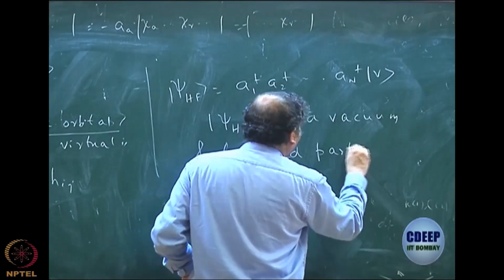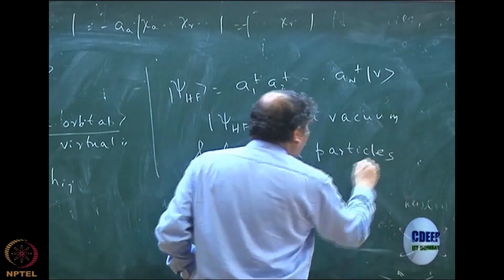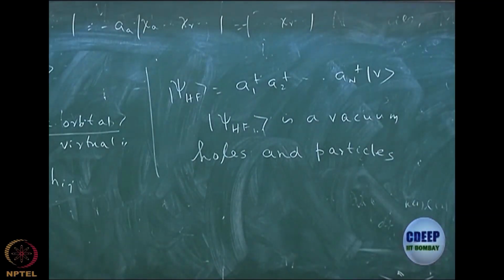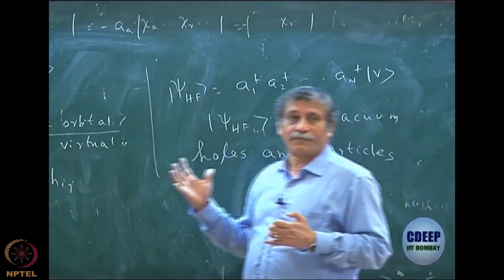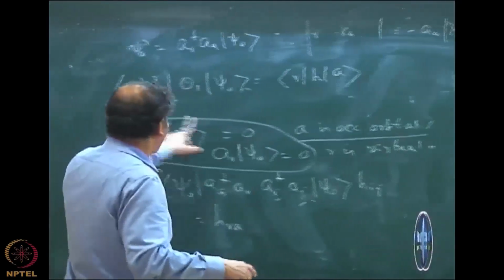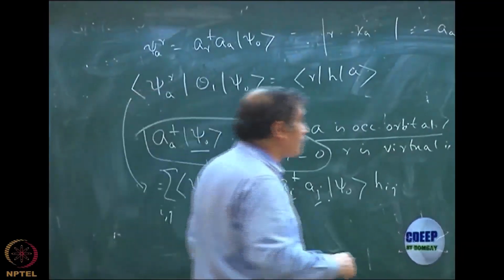So, instead of electrons, so far what we have done is the creation and the annihilation of an electron in an orbital. We are now going into a description where we create and annihilate what I call holes and particles. So, holes and particles are my new description, then you will see that this will automatically come. So, let me first define what is a hole.